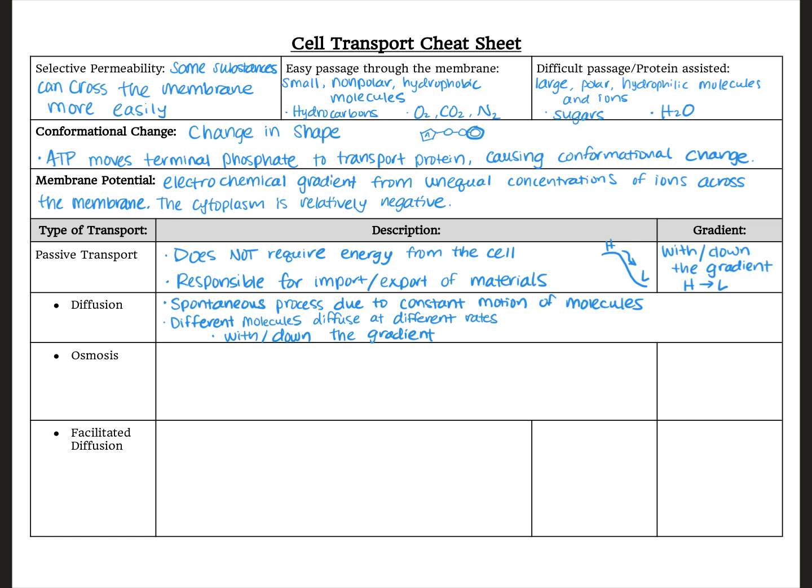Awesome. Okay, osmosis. This is specifically the diffusion of water. Now there are two options that you can go with osmosis about how things move. You can either look at the water concentration or you can look at the solute concentration. So water will move high to low water concentration, or you can say low to high solute concentration.